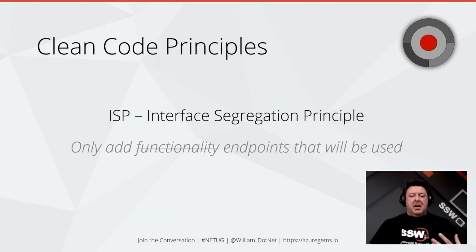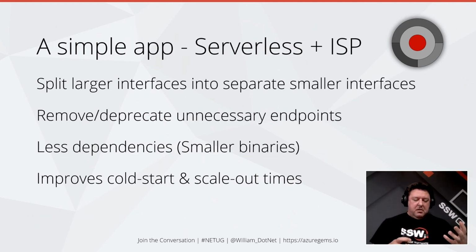Then the interface segregation principle. Normally it would say only add the functionality that will be used. But in our case, we're going to talk about endpoints. So only add the endpoints that will be used. A lot of the times people would go, hey, I want to write a serverless application, and they're going to add all the endpoints that they need for all their concerns into one Azure Function application. Now, that's going to make your application binary size, for instance, just grow.